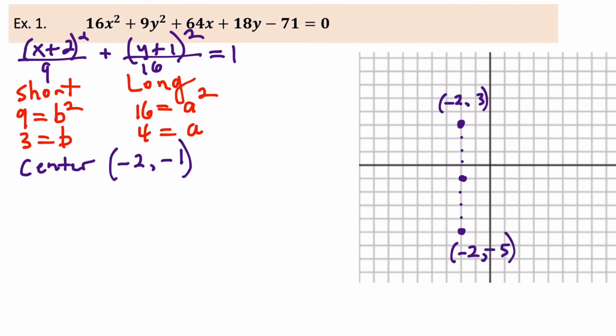All right, and then I'm going to go on the short dimension out by this amount 3. So that's going to be 1, 2, 3. So this point here would be 1, -1, and this point here would be -5, -1.